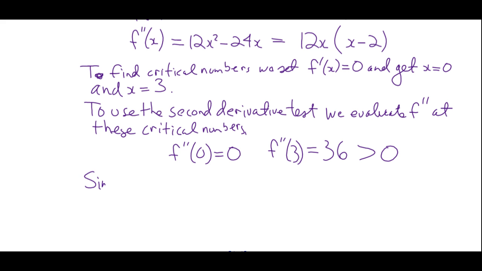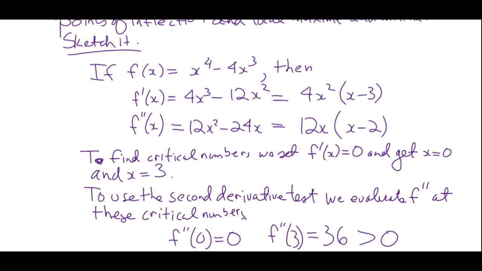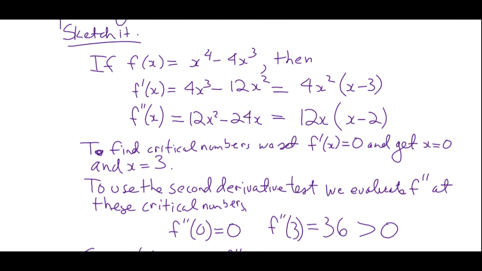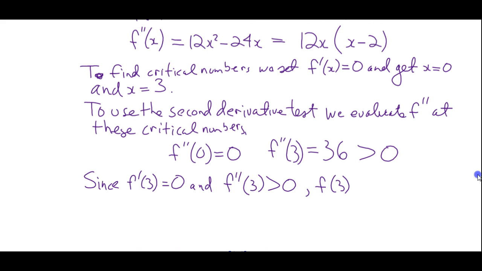So since f prime of 3 is 0 and f double prime of 3 is greater than 0, then f of 3, which is what? We got to work out f of 3, so that's 3 to the 4th minus 27 times 3, 81 minus 81 is negative 27. Is a local minimum.